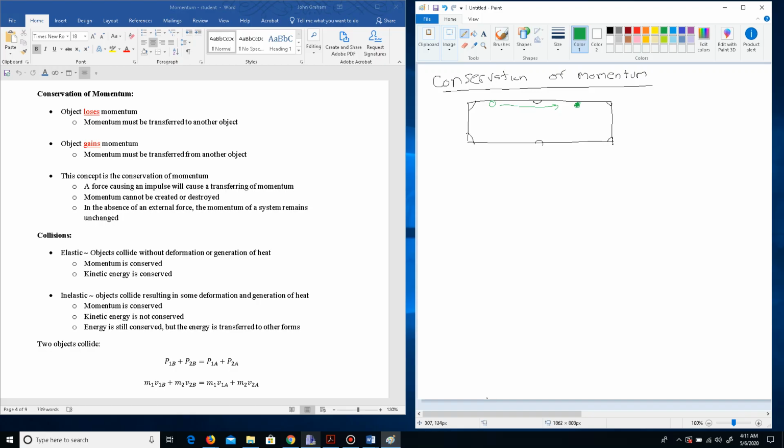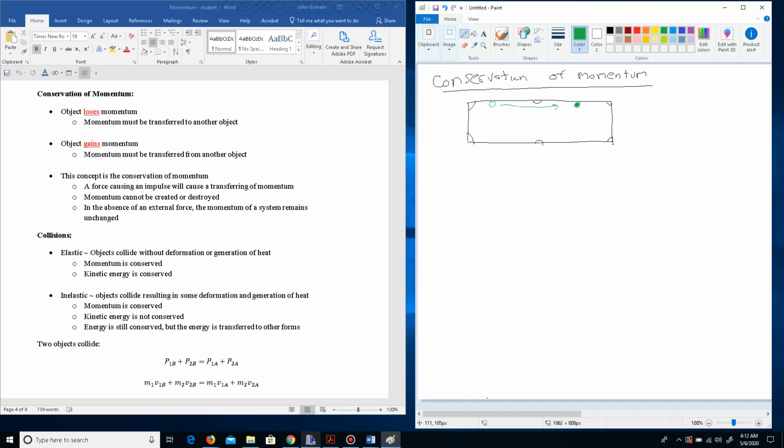Okay, and so this is what I mean by, it doesn't have to lose all its momentum, but any momentum it loses must be gained by another ball or another item. So force causing any impulse will cause a transfer of momentum. Momentum cannot be created or destroyed. It just transfers from one object to another based on the external force. Now, in the absence of an external force, the momentum of the system must remain unchanged.